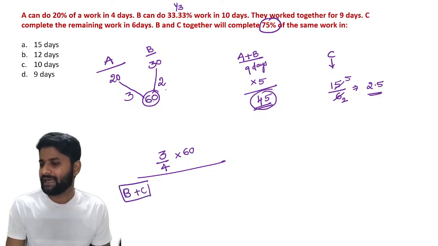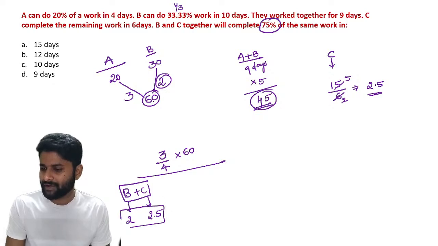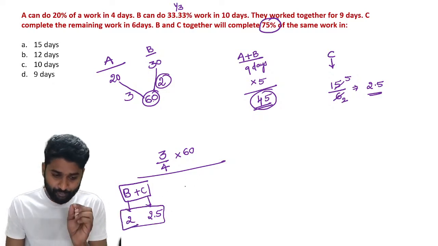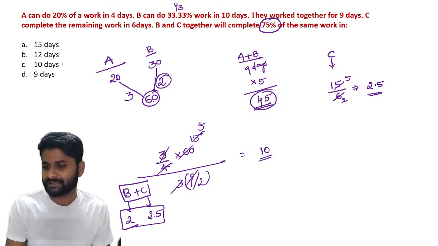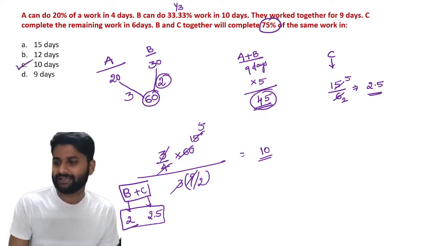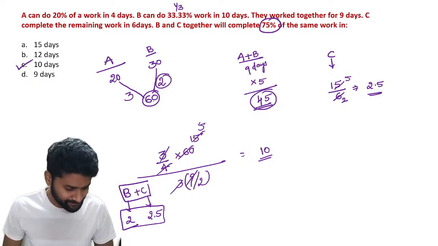Let's go through the efficiency. B's efficiency is 2 units, and you already calculated C's efficiency as 2.5. Then the total value is 4.5. 4.5 is 9 divided by 2. Let's go for the further calculation. So this is exactly 15 times, 3 times 5, 2 goes in the numerator, 5 into 2 is exactly 10 days. So B and C can complete 75% of the work in 10 days.